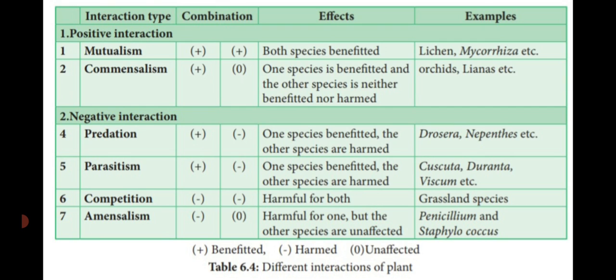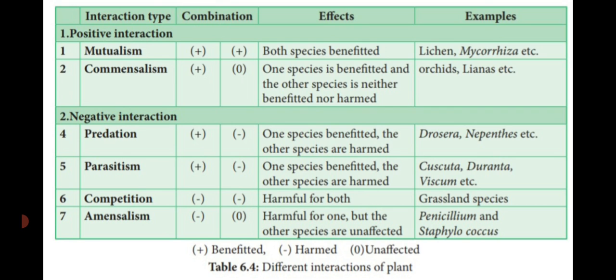First one example, lichens and mycorrhiza. Second one, orchids and lianas. So these 2 are the positive interactions. Next one, negative interaction, divided into 4 types: predation, parasitism, competition, and amensalism.